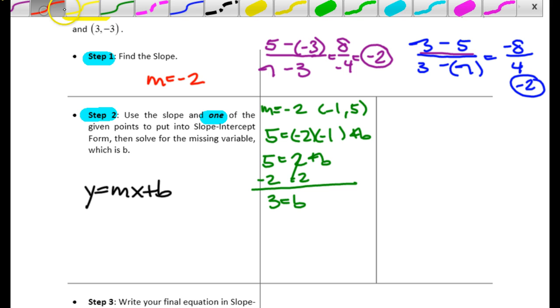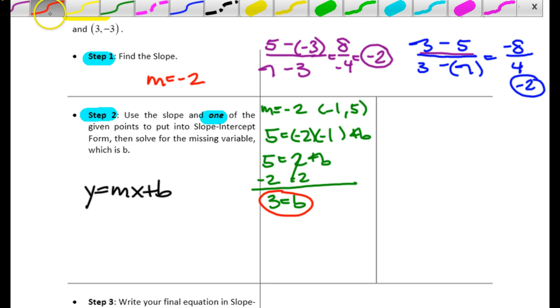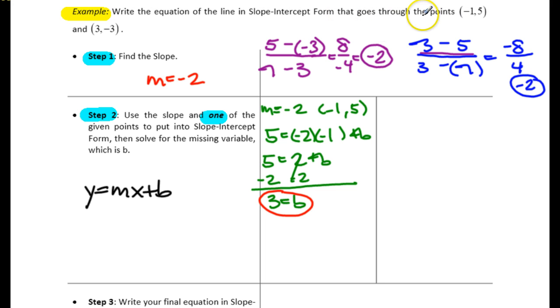Okay, so I got my slope, now I got my b, right? But just to show you I can do it the other way, I'm going to do the same thing, except now I'm going to try it with the second point. So my slope is still -2, right? That's what I did the first step. But now I'm going to do the slope of -2, and it goes through the second point, 3, -3. Just like before, I'm going to plug all this, my m, my x, my y in here.